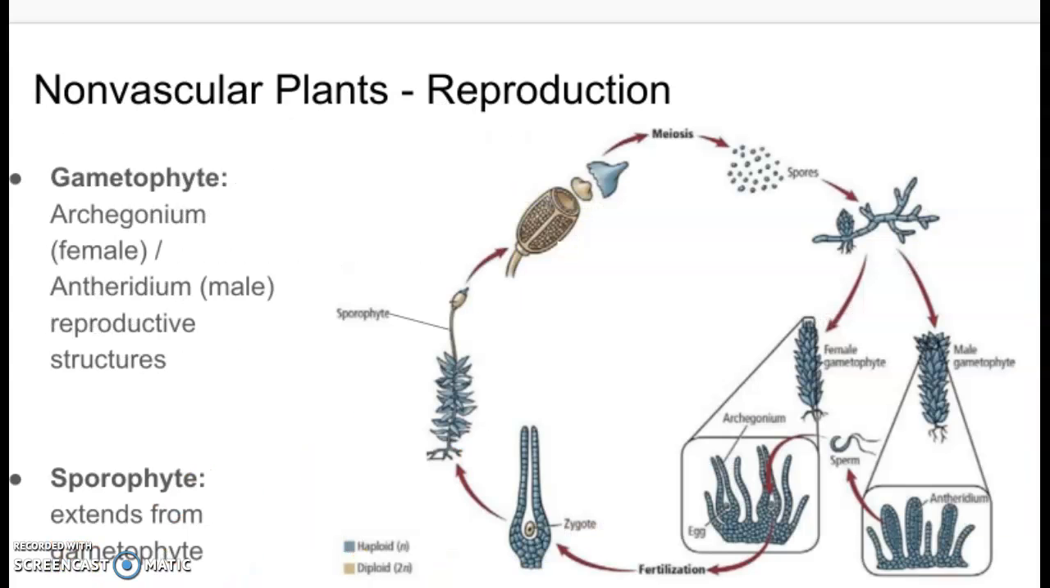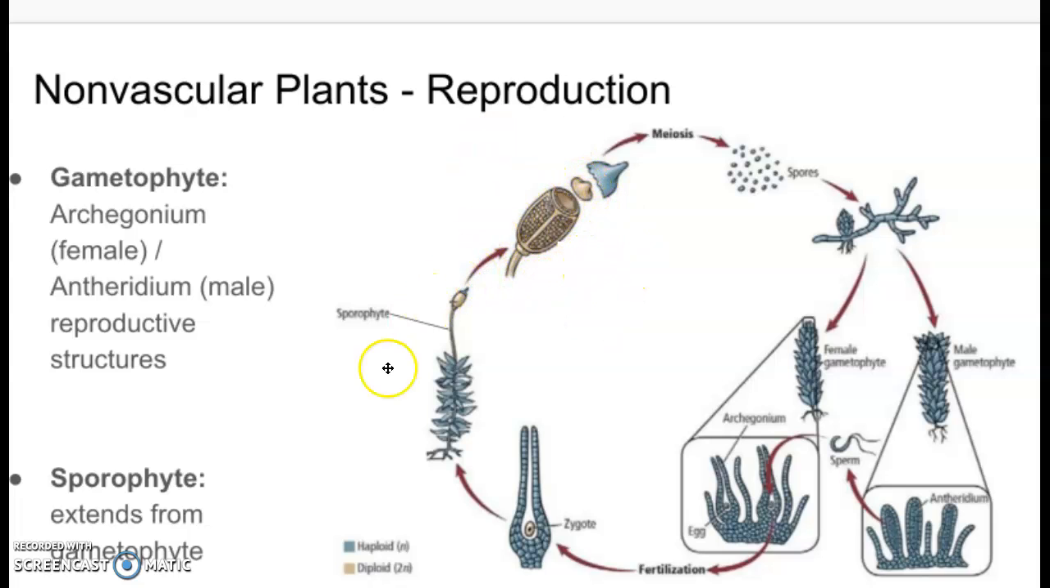Now, their reproductive system is also basic. And notice a couple of things before I get started. Here it says that the blue is haploid and the tan is diploid. And notice this is the tan, this step.